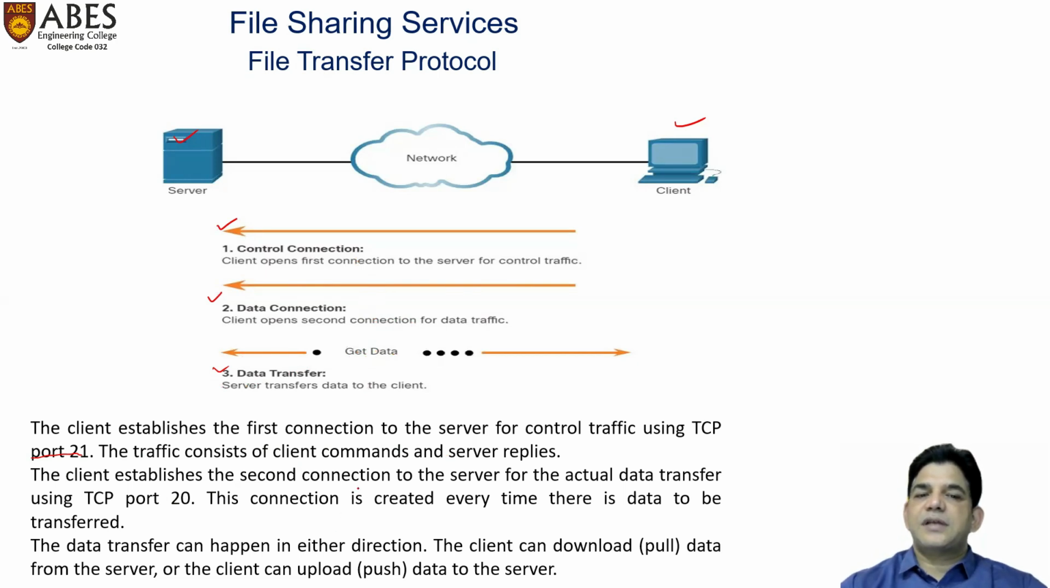The client establishes the second connection to the server for the actual data transfer using TCP port number 20. So these two ports are used: port number 21 for the control connection, and port 20 for the data transfer. This connection is created every time there is data to be transferred. Whenever you want to upload data to the server or download data from the server, we have to open port number 20.